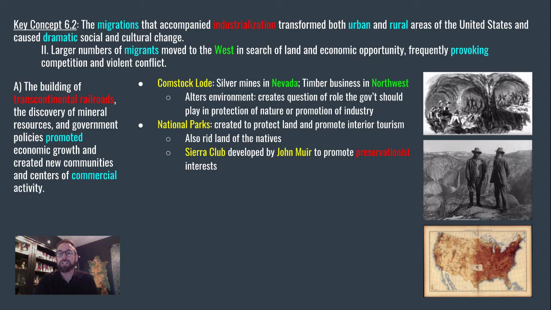One of the major ones that's still around to this day is called the Sierra Club, developed by a guy named John Muir. There he is to the right, standing with Teddy Roosevelt at Yosemite. He plays an essential role in the creation of national parks, and he's promoting preservationism. He wants to preserve nature for the sake of nature. Now, he and Teddy Roosevelt would begin to disagree about that policy.